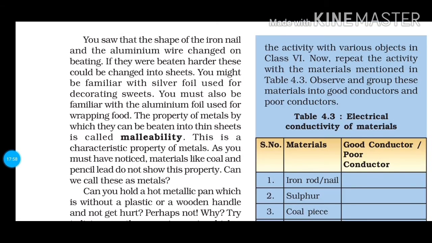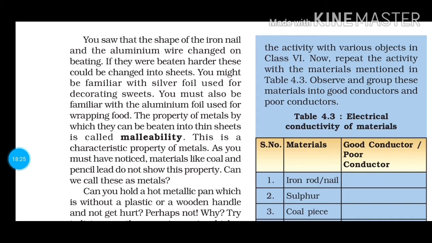So yes, here you can see the name of this property is malleability. Okay. So here we know what is malleability. You saw that the shape of the iron nail and the aluminium wire changed on beating. If they were beaten harder, these could be changed into sheets. That you know because these are the metals, and when we beat the surface, तो किसमें change हो जाएगा? It will be changed into the thin sheets.